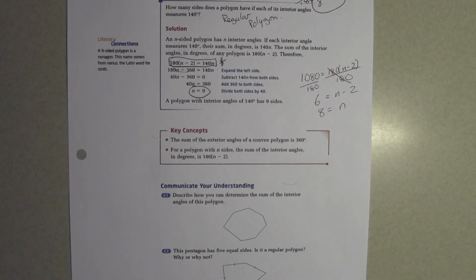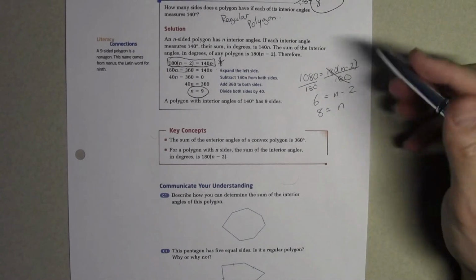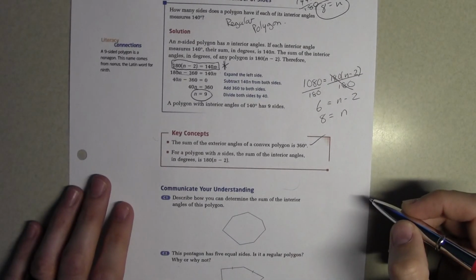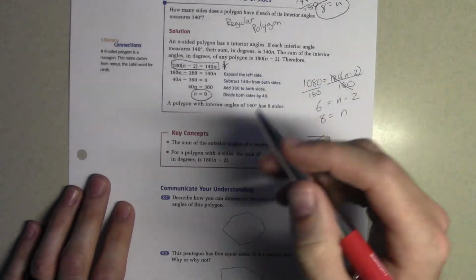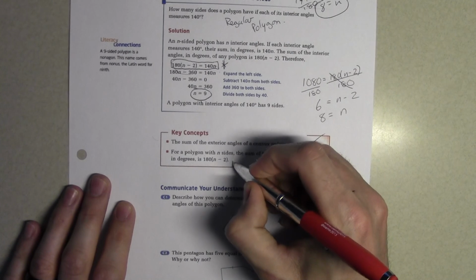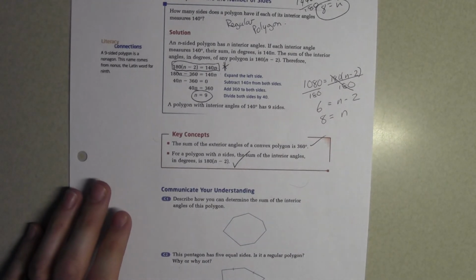Questions? All right, summary. The sum of exterior angles of a convex polygon is 360. Good. For a polygon with n sides, the sum of the interior angles in degrees is 180 times (n minus 2). Any other questions?